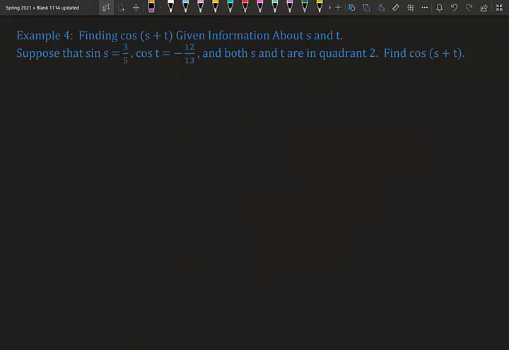Example 4. Finding cosine s plus t given information about s and t. So suppose that sine s equals 3 over 5, and cosine t equals -12 over 13, and both s and t are in quadrant 2. Find cosine s plus t.